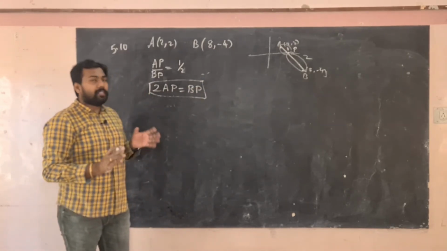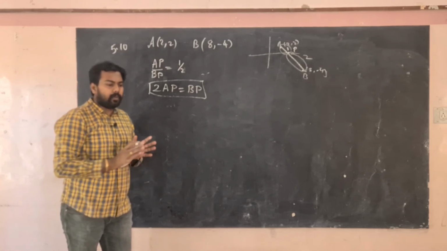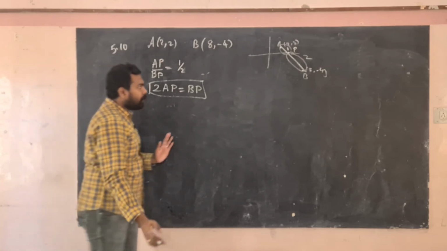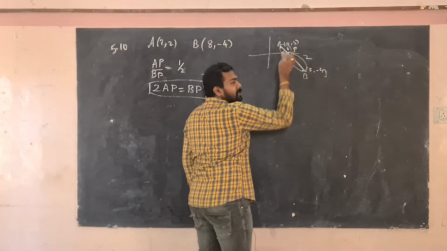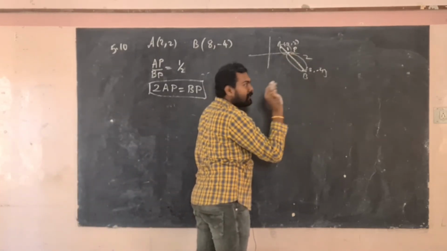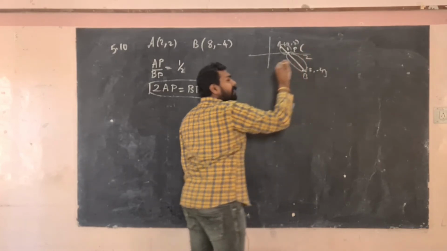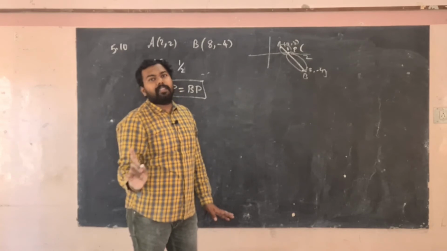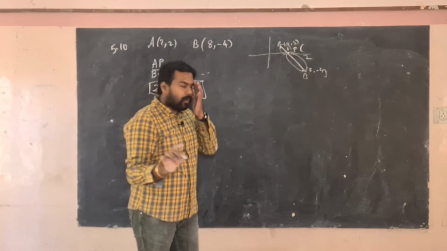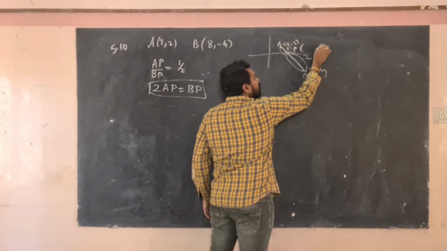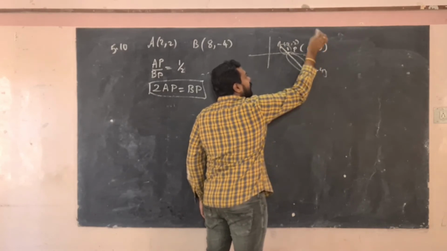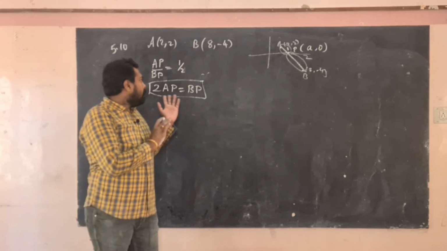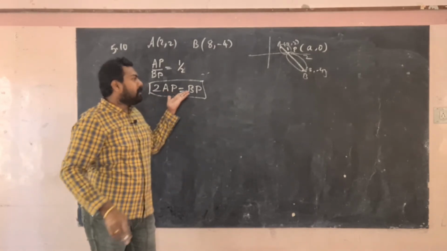Okay, so first we are going to find P. What is P? It is a point which lies on the x-axis. If it lies on the x-axis, we know the y value will be 0. So I take the x value as a. Now what do we know? 2 into AP is equal to BP.